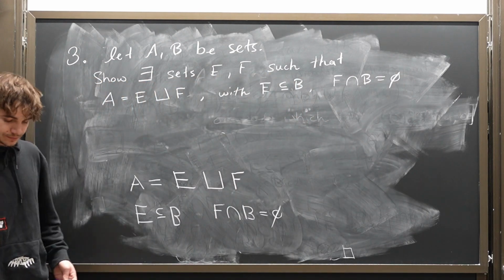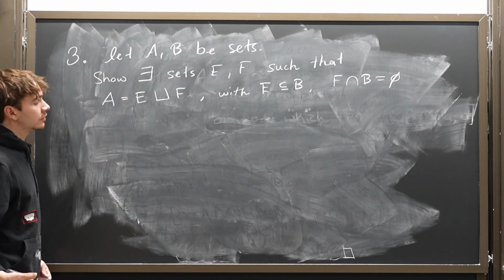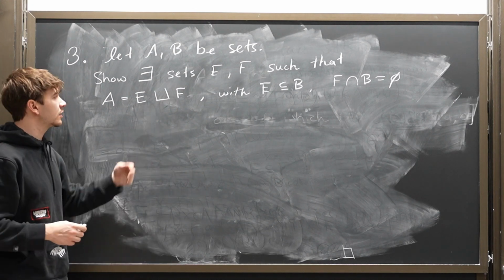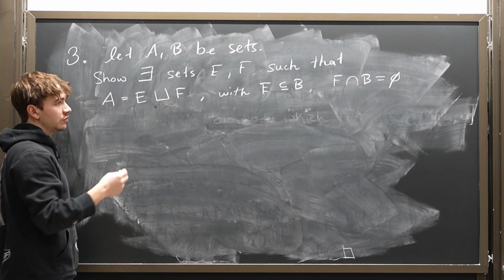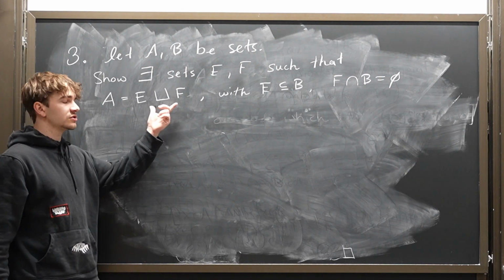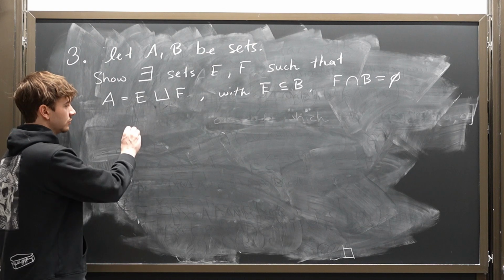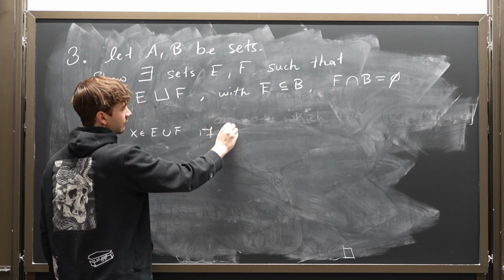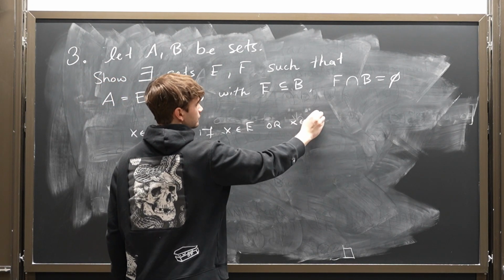All right, wonderful. So, first of all, I should note this disjoint union notation. Recall the union notation, which I explained in my last video: an element belongs to a union if it belongs to one of the sets. So recall that X belongs to E union F if X belongs to E or X belongs to F.